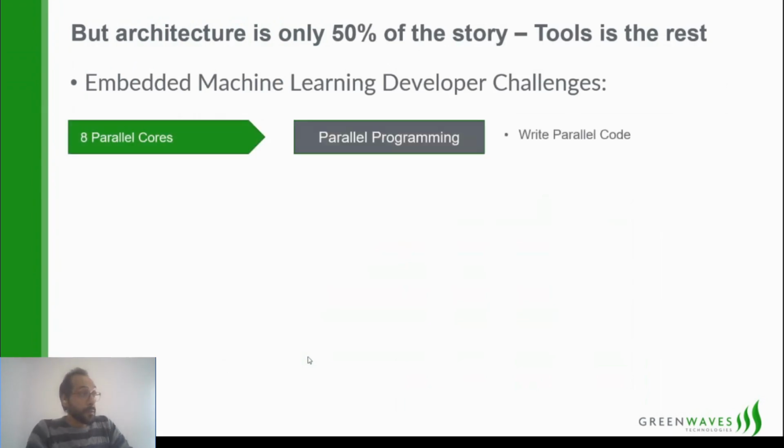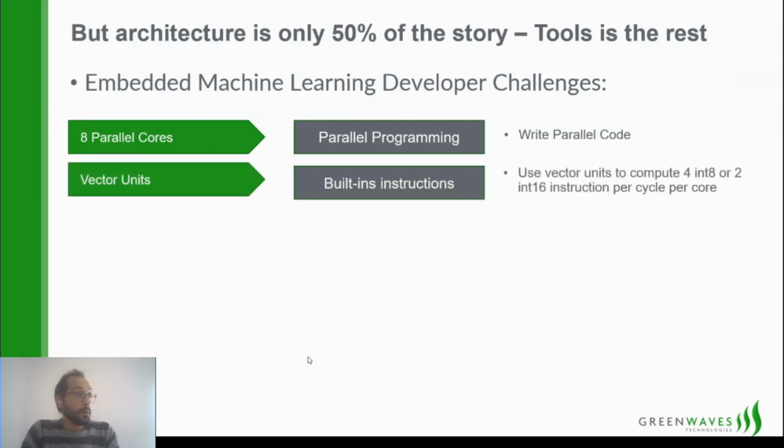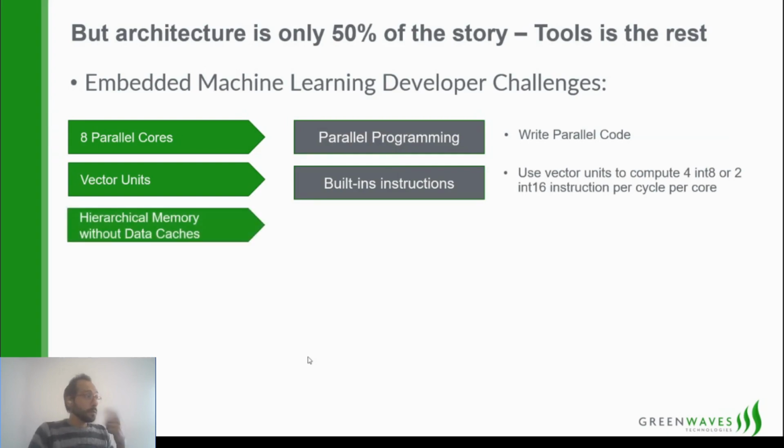The first one is that you have parallel cores, so you have to know how to program in parallel. The second one is that there are vector units. So we provide built-ins. It's not code written in assembly, but still you have to know these instructions and use them, and place data properly in memory to exploit the built-ins.